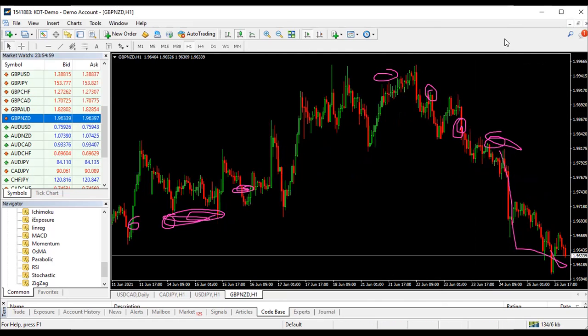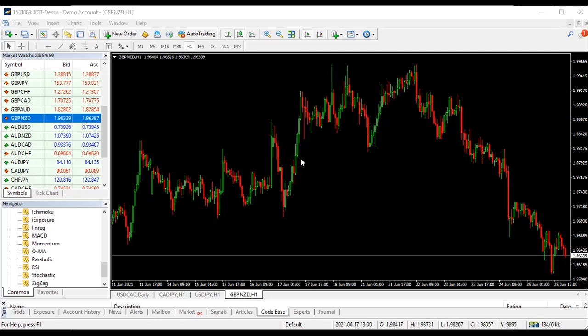Look at this one too. I've just selected GBP NZD. Look at GBP NZD. Can you see what I'm seeing? 1, 2. Where's the 3? Somewhere here. Yeah, good to go. Look at it from here. 1, 2, 3. Oh my goodness. What else?